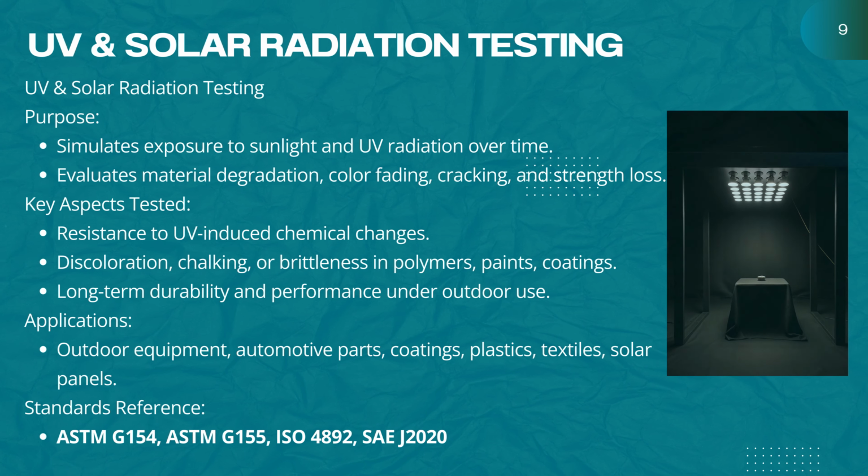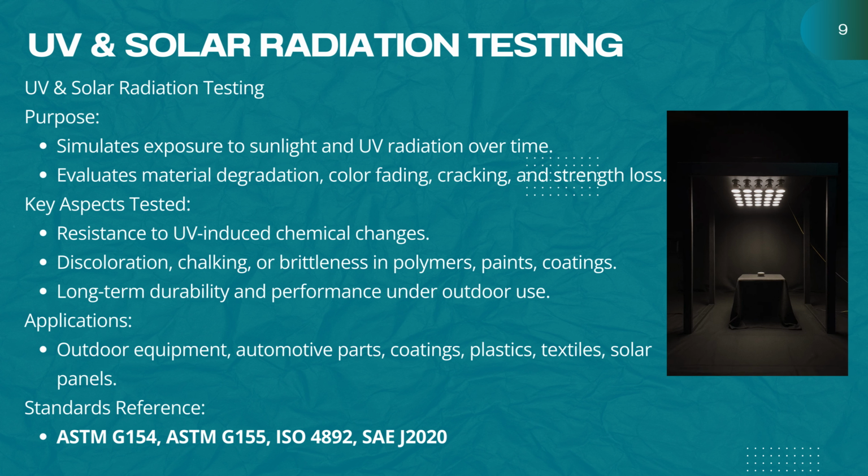UV and solar radiation testing, simulating the power of the sun. This test exposes materials to sunlight and UV radiation to see how they hold up over time. We look for issues like UV-induced chemical changes, fading of colours, chalking, brittleness in polymers and paints, or even cracking and strength loss. The goal is to predict long-term durability and performance in outdoor environments. It's especially important for outdoor equipment, automotive parts, coatings, plastics, textiles, and solar panels, anything exposed to the sun day after day.